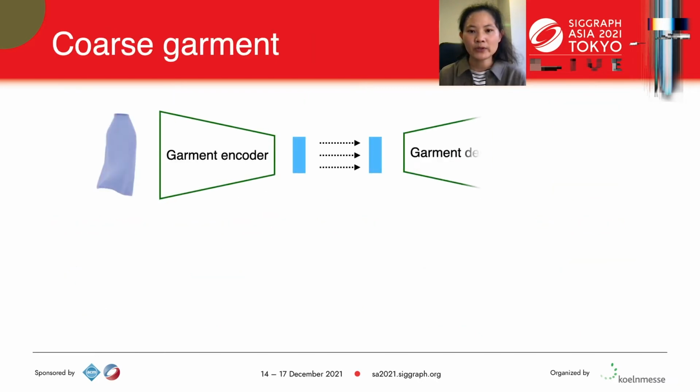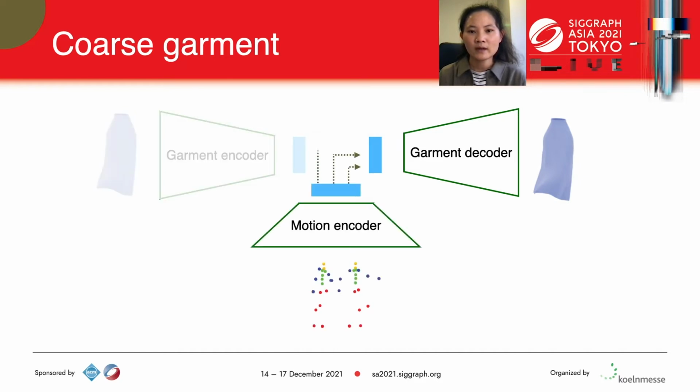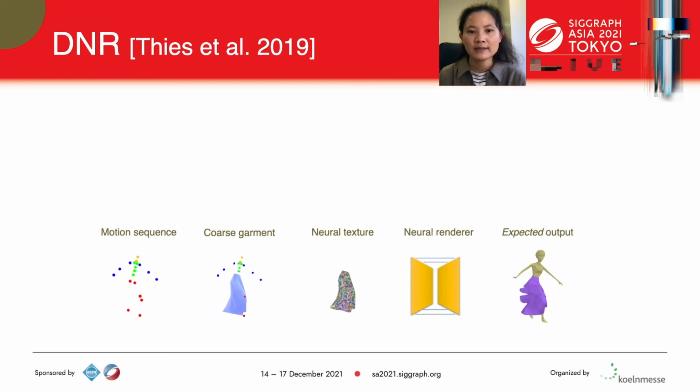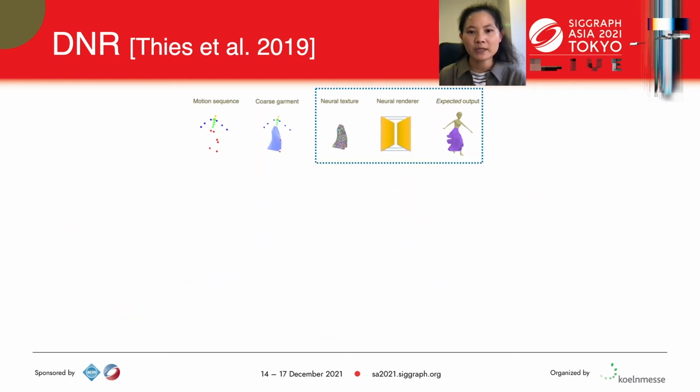For the coarse garment prediction, we first adopt an autoencoder to learn the compact representation of the coarse template. Next, we learn a motion encoder to map the encoded motion information to the corresponding latent representation of the coarse template. Same as DNR, we build dynamic pairs of neural texture sampled on the predicted coarse garment and the ground truth image to train this network.